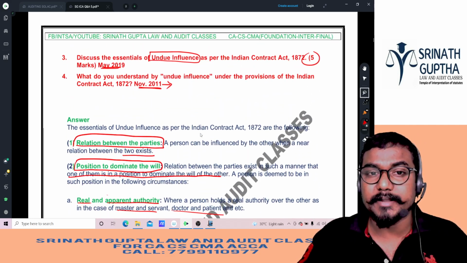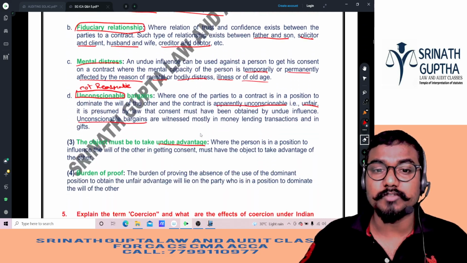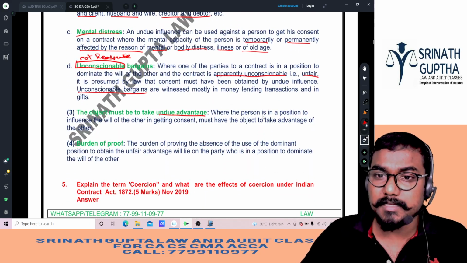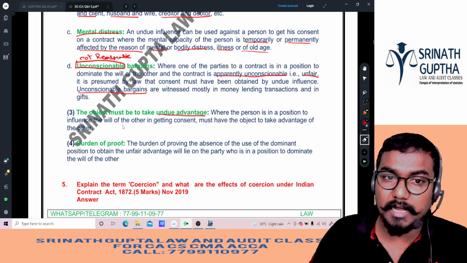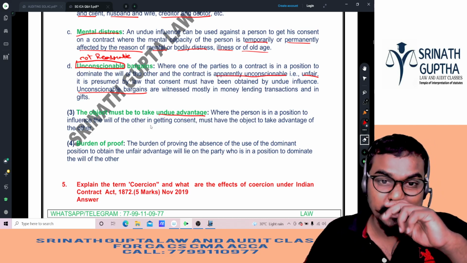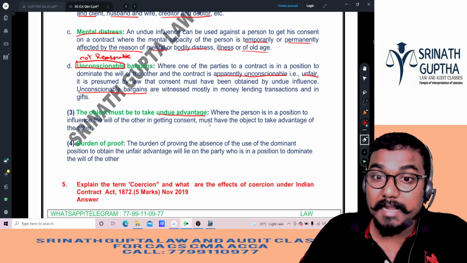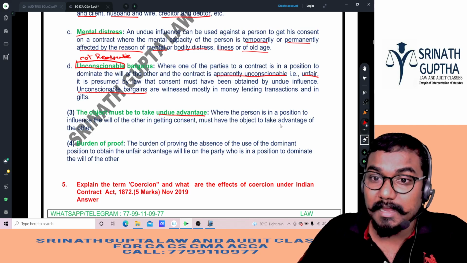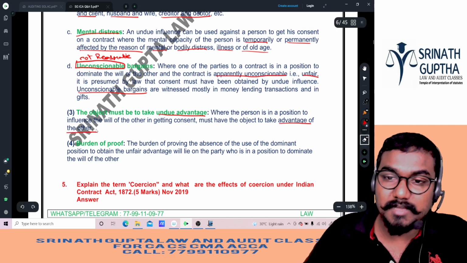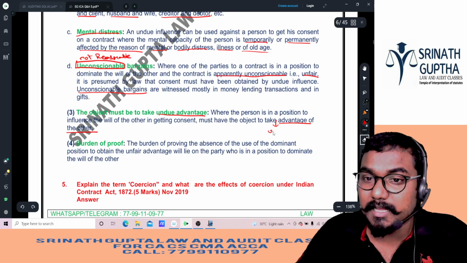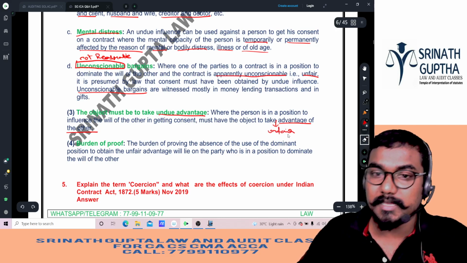The main purpose of the undue influence is to take the unfair advantage of the weaker party, where the person is in a position to influence the will of the other in getting consent, and must have the objective to take the advantage over the other. Advantage kaadu, it is the unfair advantage. Which advantage, beta? Unfair advantage over the weaker party.